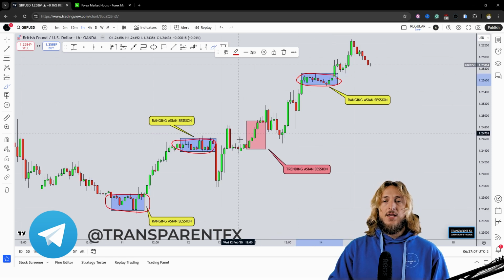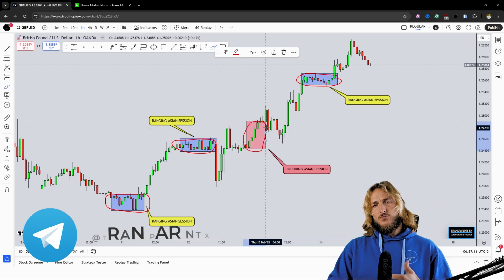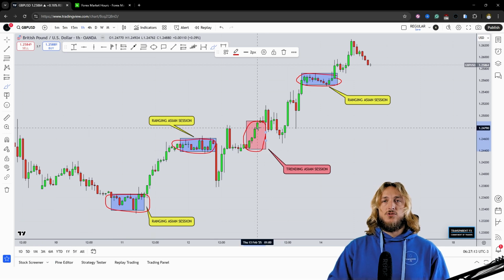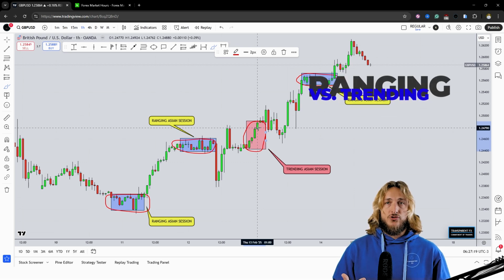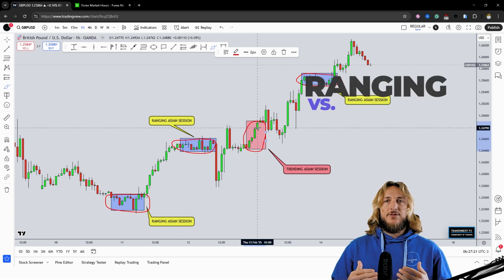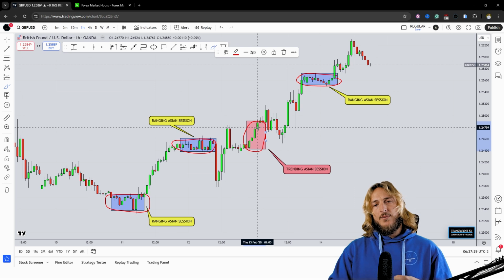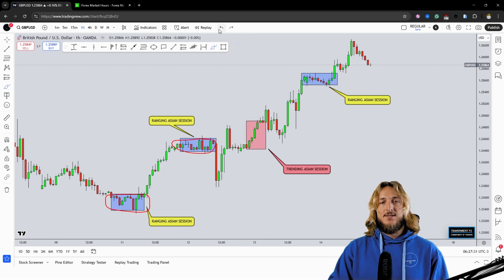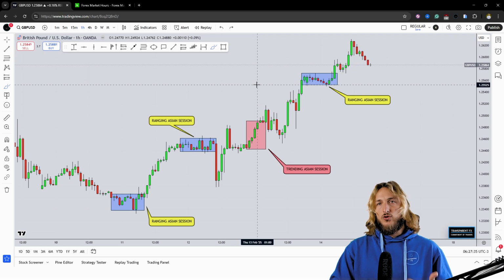Other times, the Asian session shows a trend. Now, there is a clear difference when the Asian session is ranging, which is most of the times, and when the Asian session is actually trending. Now, what is the underlying reason for which in a Forex session a pair is ranging or trending? Well, what is behind that is whether either the bulls or bears on that pair are in control.